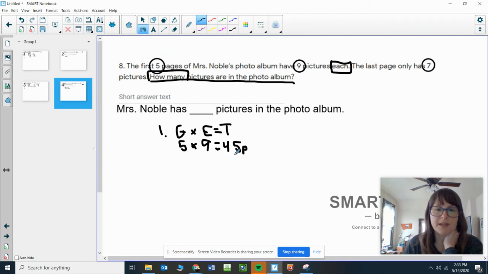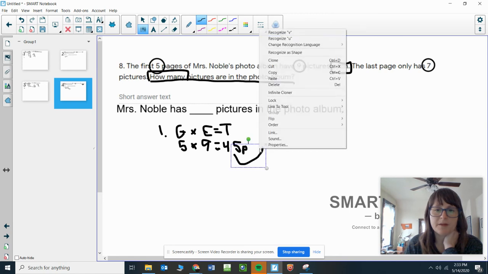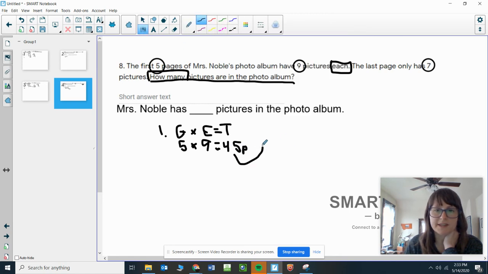So now I need to take my answer from the first step and bring it over to the second step. So in my second step, I've got my 45 pictures. And I'm going to go ahead and read this again. The last page only has 7 pictures. So my first 5 have 45. The last page has 7. I need to find out how many in total there are.